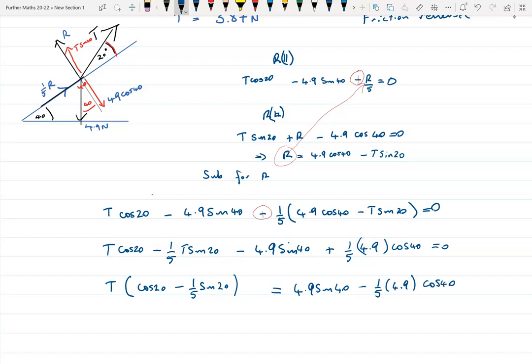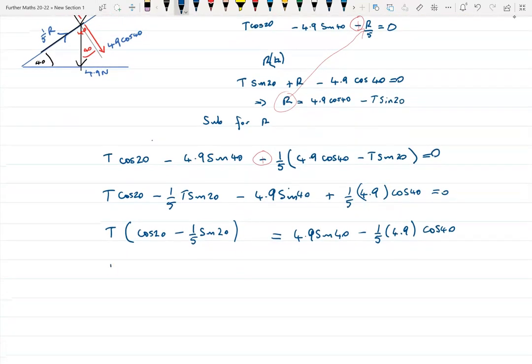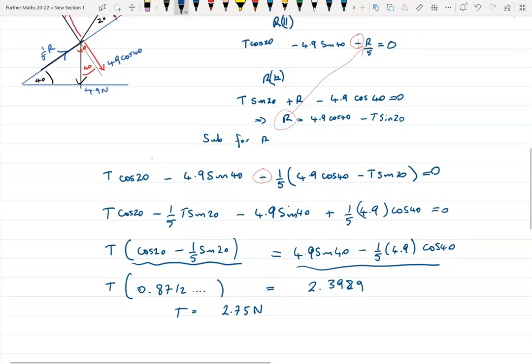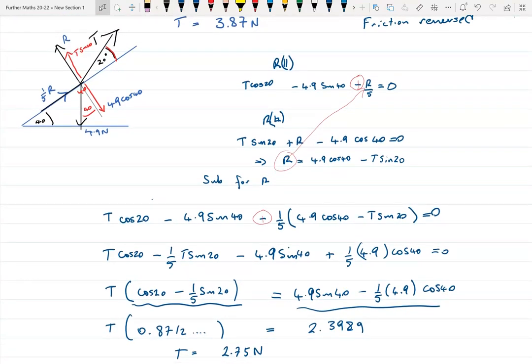Right, so that's the calculations there. This bit here comes to 0.8712 and so on, and this bit here comes to 2.3989 and so on. So t is those two divided by each other, which comes to 2.75 newtons. That's the force up the plane needed to stop it moving down the plane.